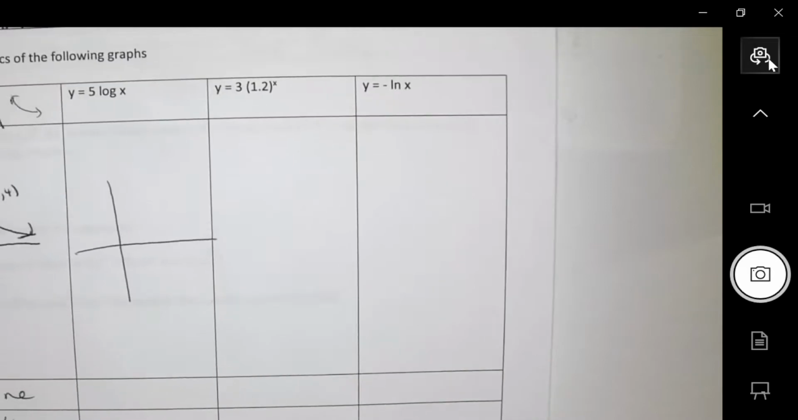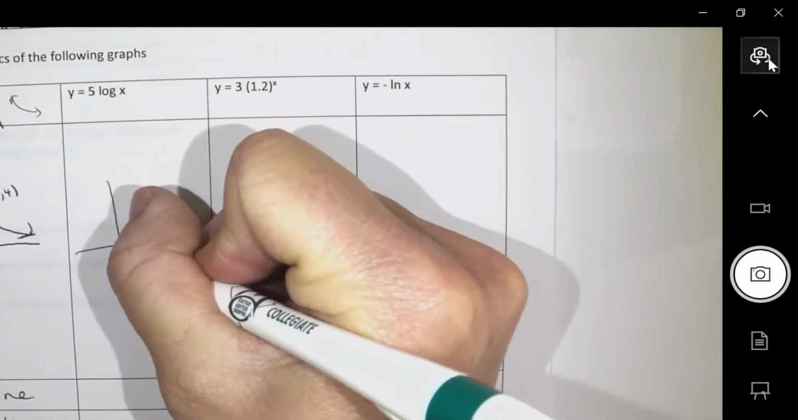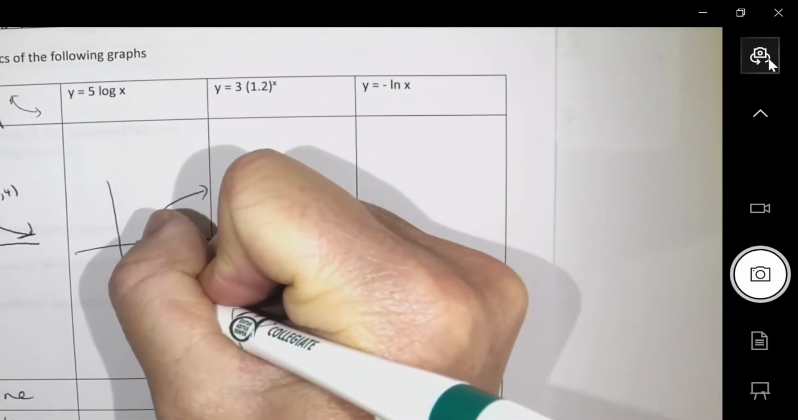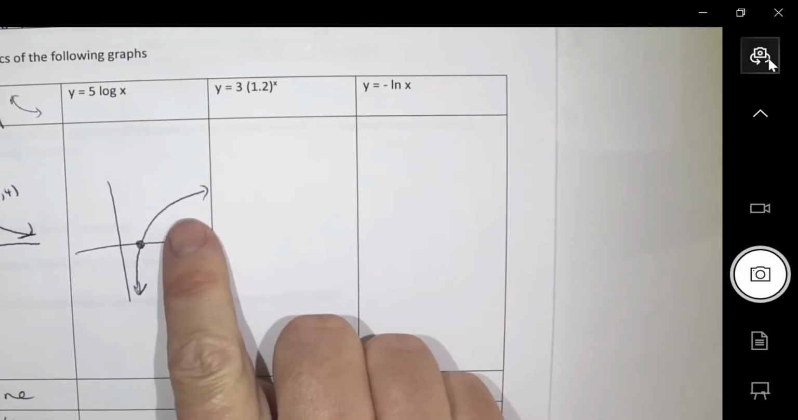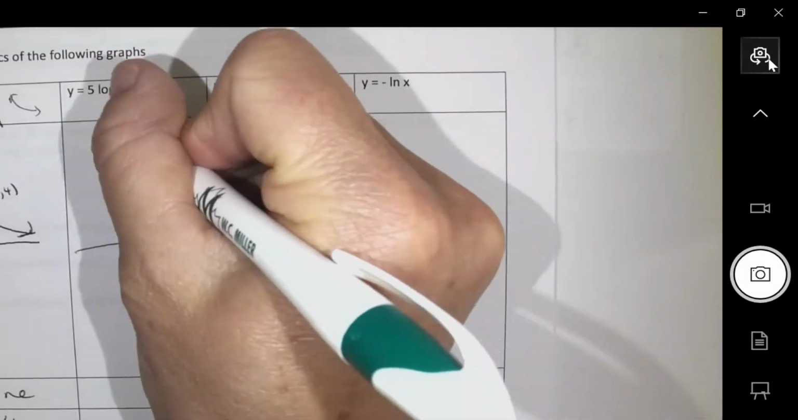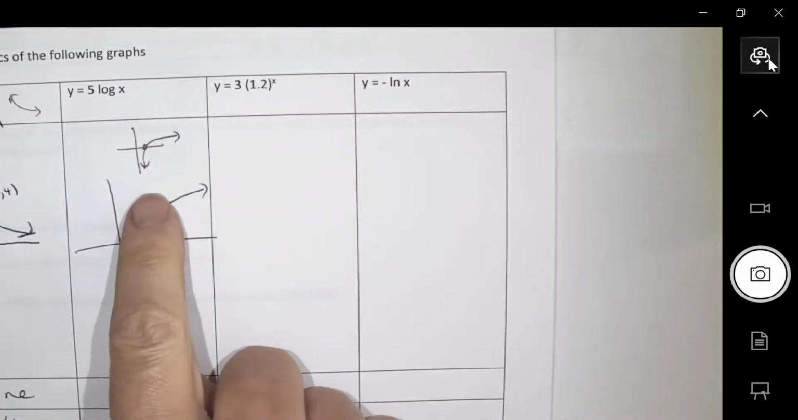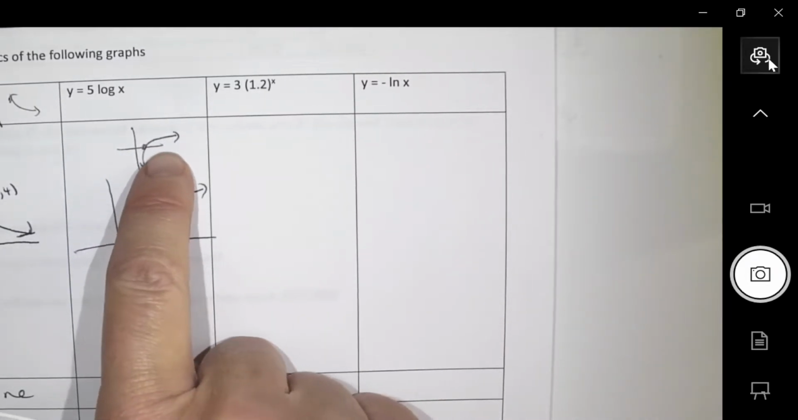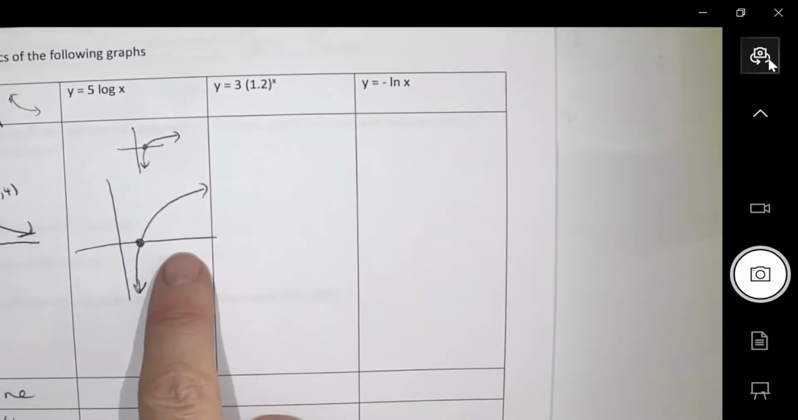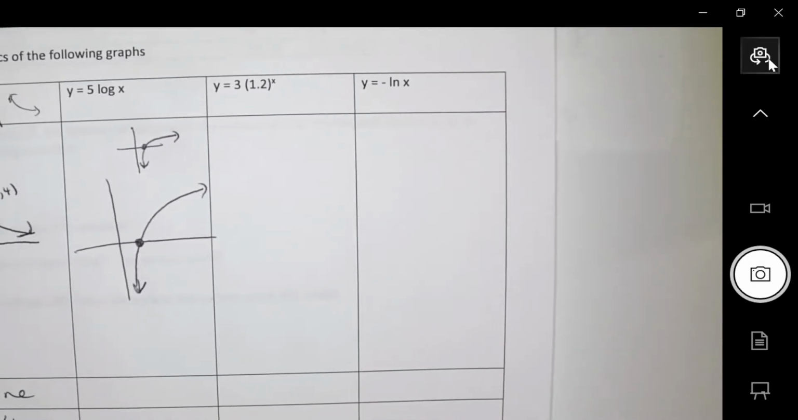Okay, next graph. Y equals 5 log x. So what does the basic log shape look like? So you have to know that. And the 5 makes this go up a little bit faster versus normally we'd be pretty, that's kind of normal, flat. You're increasing but very slowly. So this is going to be going up a little bit faster now because of the 5.